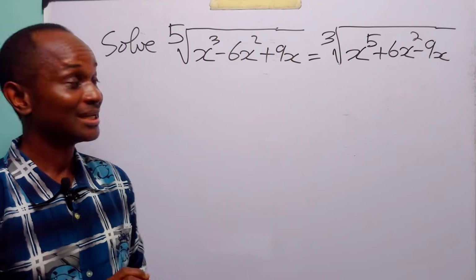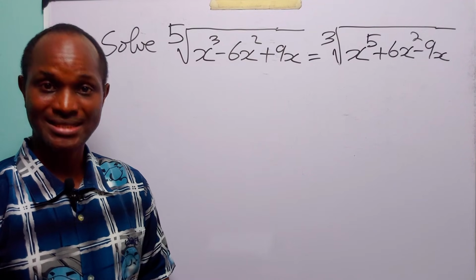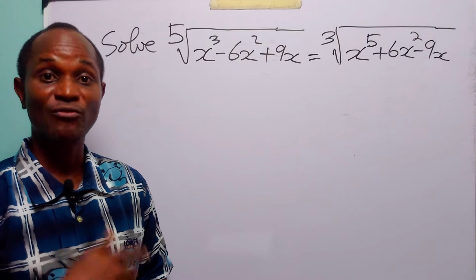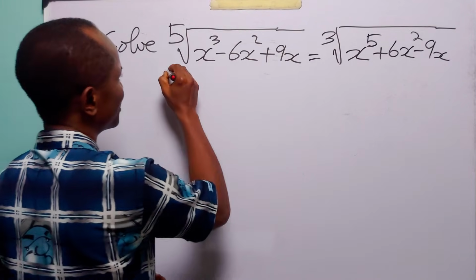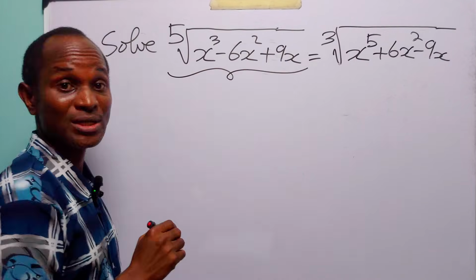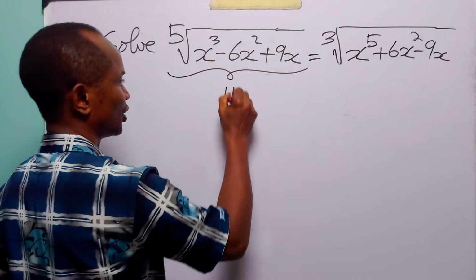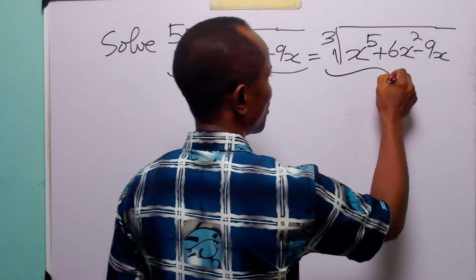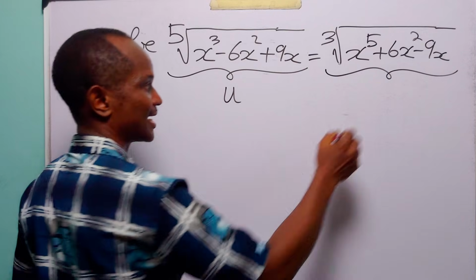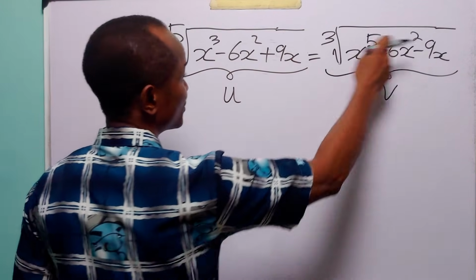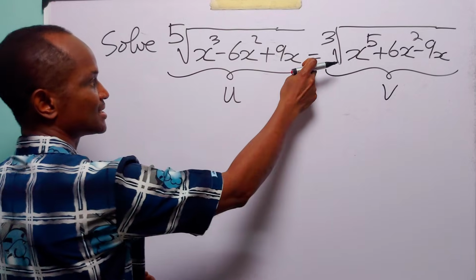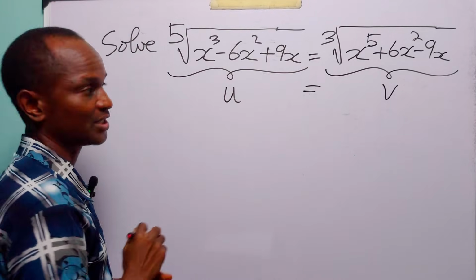Hello and welcome. The equation on the board may look quite hard, but it's very easy to solve, provided you know exactly what to do. Now, to solve this equation, we are going to call this quantity on the left-hand side u, and we are going to call this quantity on the right-hand side v. And of course, you know that this original equation tells us that u is equal to v.